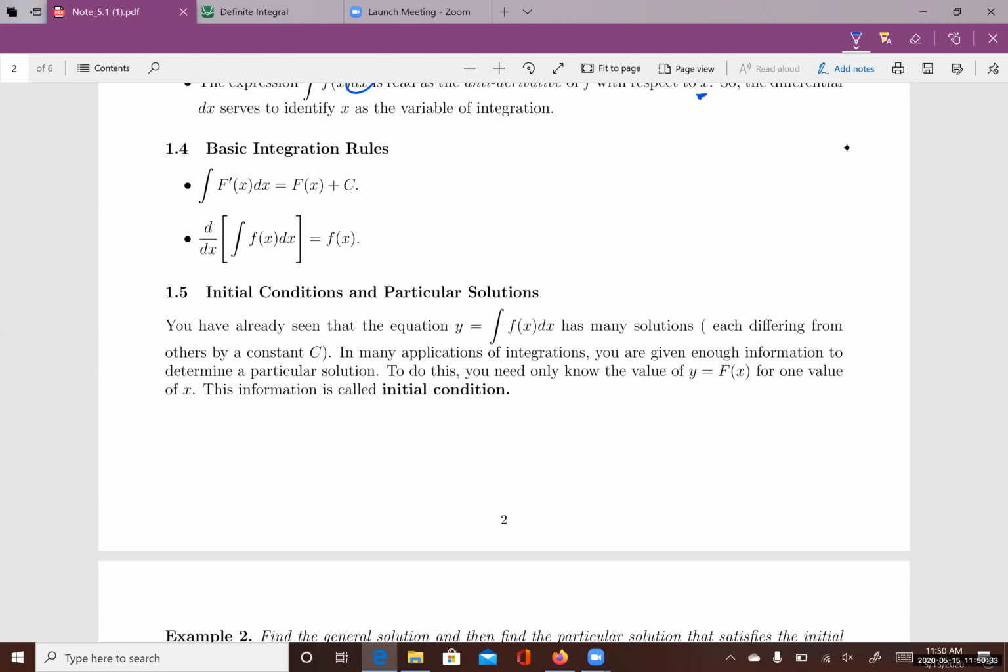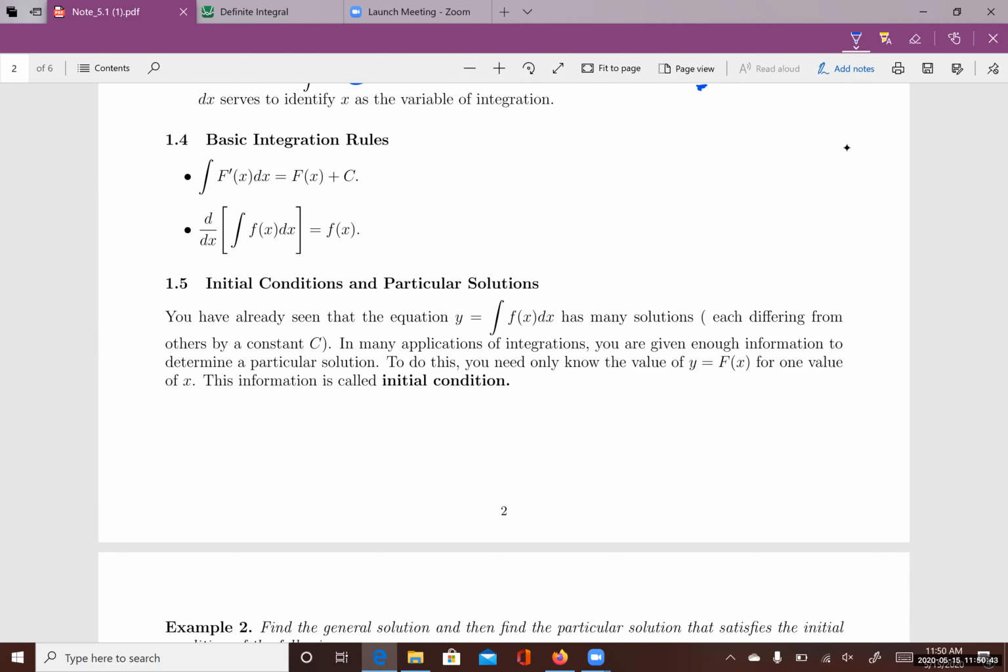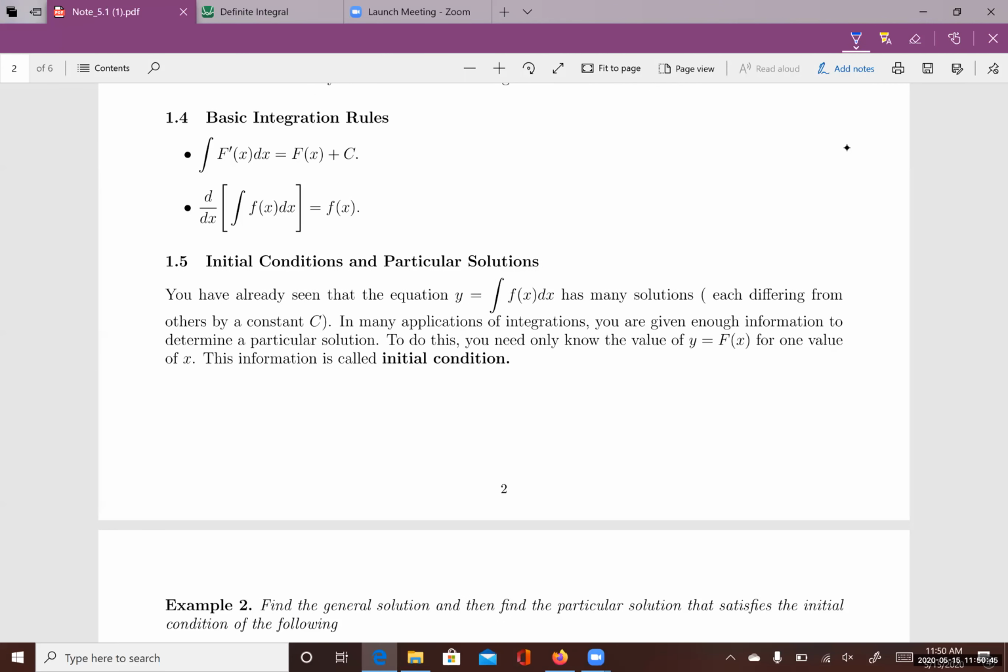All right, now we can try to find particular solutions to a differential equation given some initial conditions. You can see that the equation y equals the integral of f of x dx has many solutions, and each solution differs from the others by a constant c. Again, this equals big F of x plus c. If you have a different value for c, you will have a different particular solution.